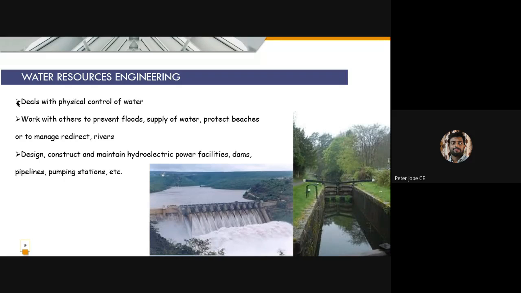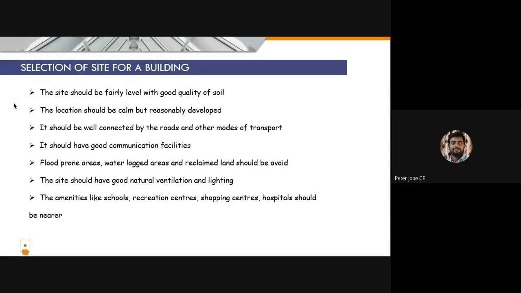So hence we'll start with the next section, in which we will decide the selection of site for a building. In order to decide the site for a particular building, we need to consider a lot of things. First thing is, if we are going to construct a building, let it be an industrial building, a commercial building, or a residential building, anything, the following things should be ensured while we are selecting the site.